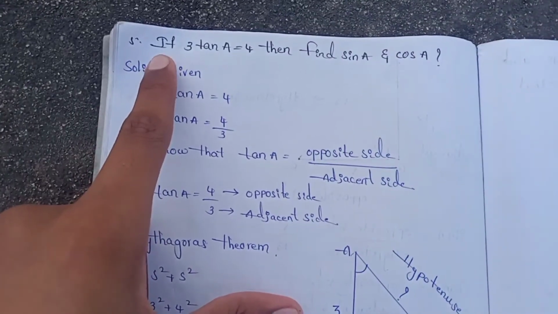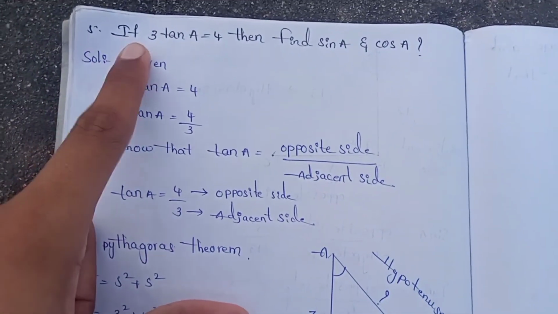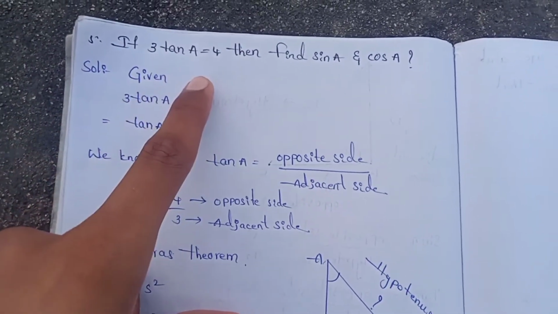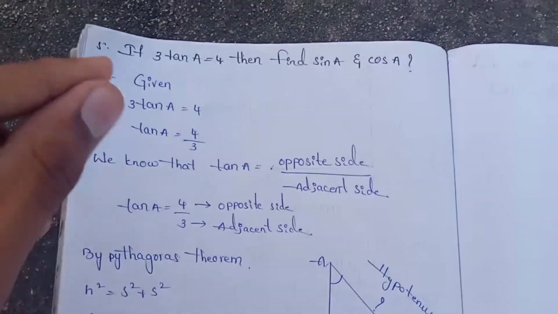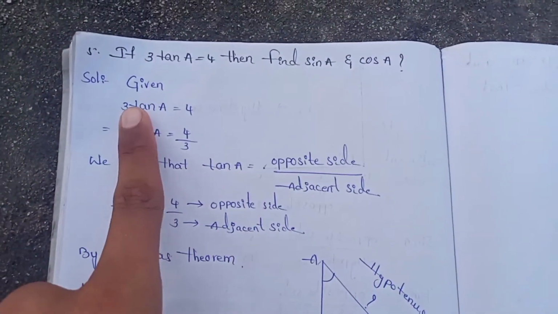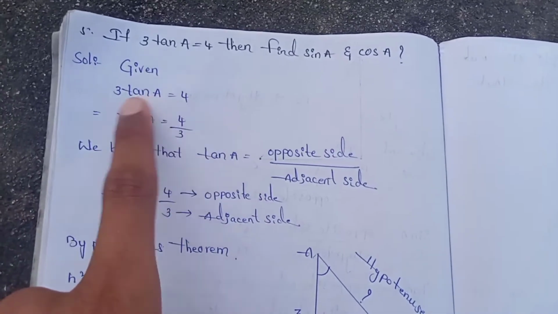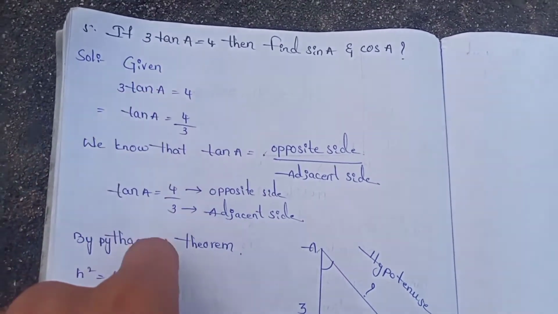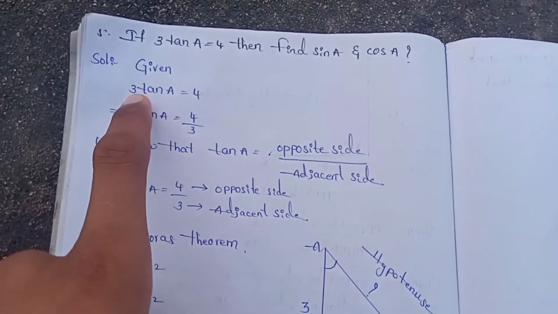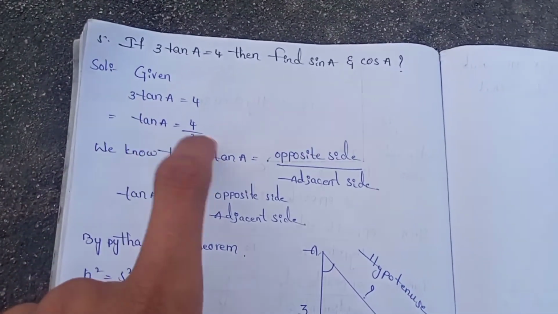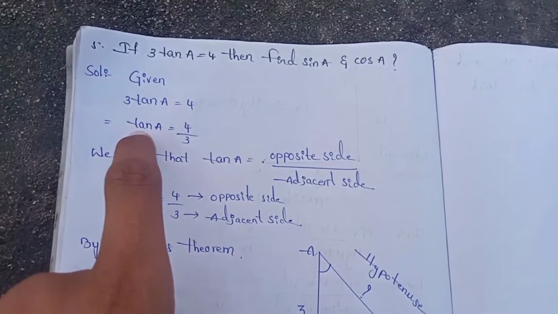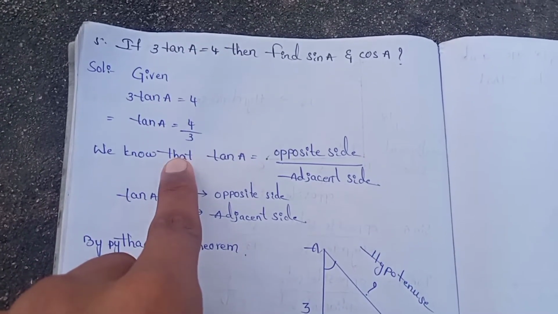Next, the fifth one. What is given here? If 3 tan A is equal to 4, then find sin A and cos A. First of all, we have to write what is given. 3 tan A is equal to 4. Here 3 is multiplying. If 3 goes to the RHS, the multiplication becomes division. So tan A is equal to 4 by 3.